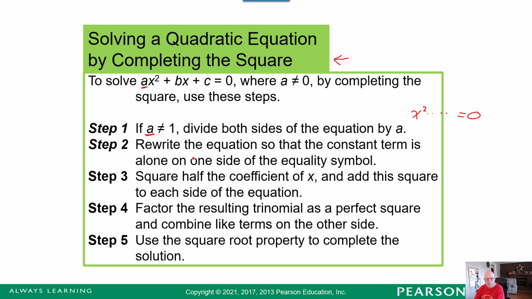Now, make sure the constant term is alone on one side of the equality symbol. So you'll end up with x squared, blank, blank, blank, and whatever your number is over here. So if you've got a plus 6 over here, move it to the other side. If you've got a 19, move it over to the other side. You're going to have an x squared term, an x term, and you're going to leave a blank right here. You're going to fill this in yourself. And over here, whatever that was, you'll just drag that along.